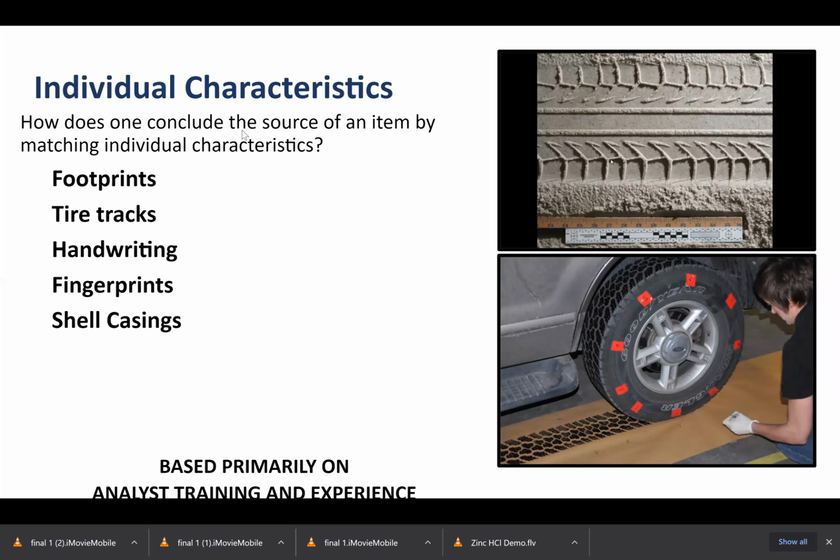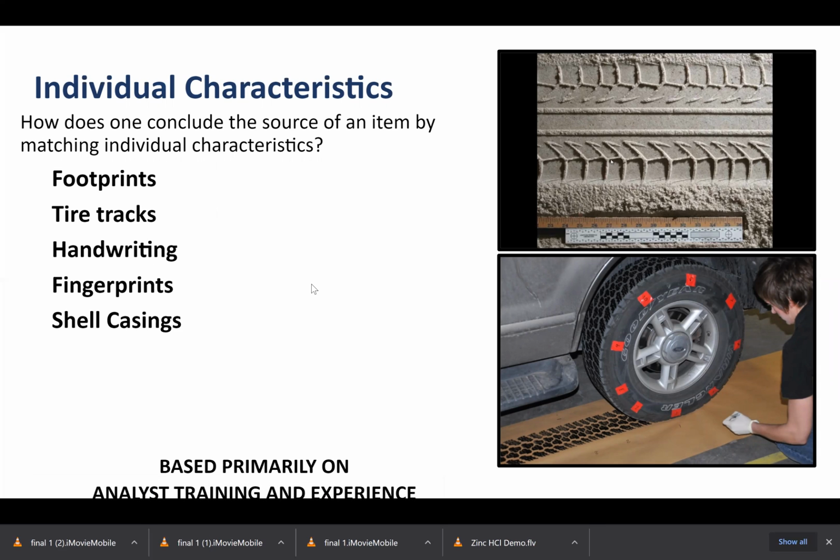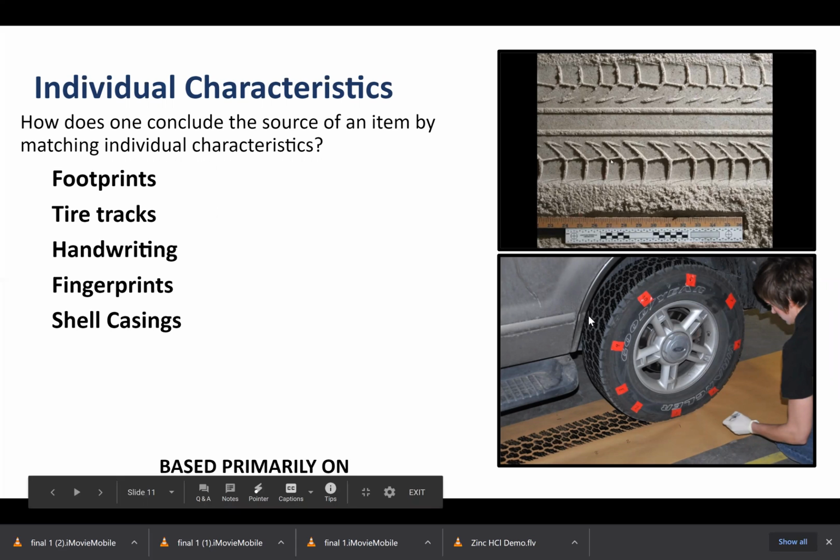So how does one conclude the source of an item by matching individual characteristics like footprints, tire tracks, handwriting, fingerprints, shell casings? It's basically done by analyst training and experience. You get training on what kind of things to look for, and experience is just practice doing it. So here's an example where they're trying to match a tread mark of a tire to an impression there.